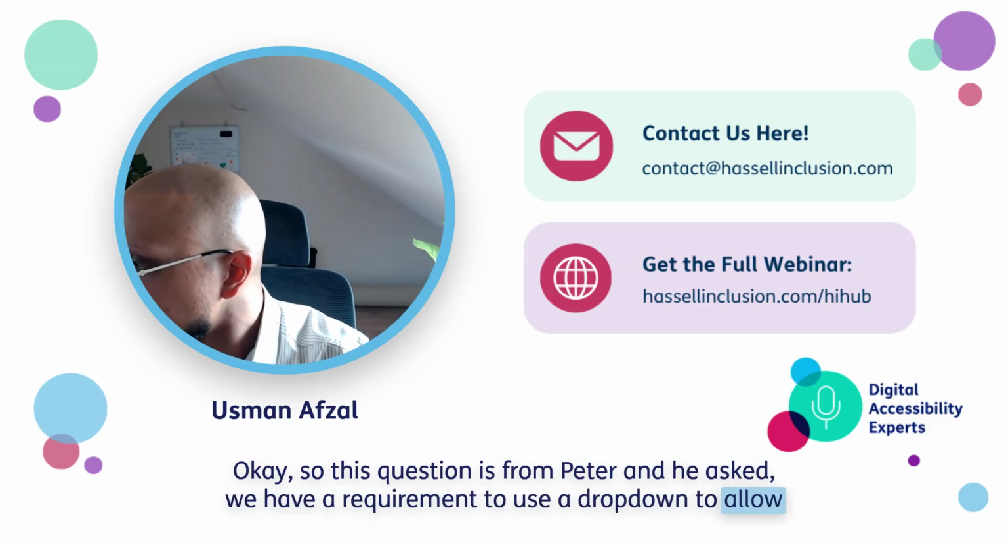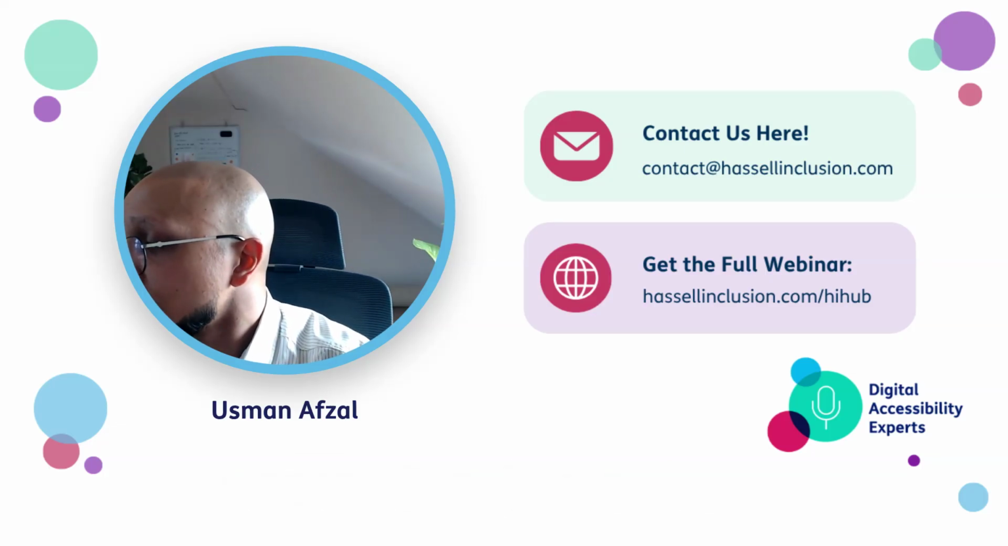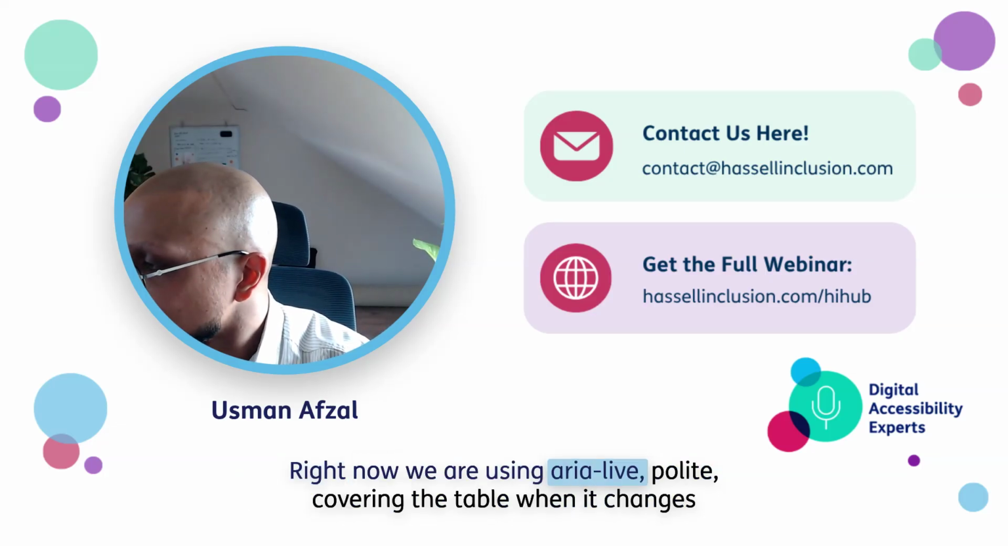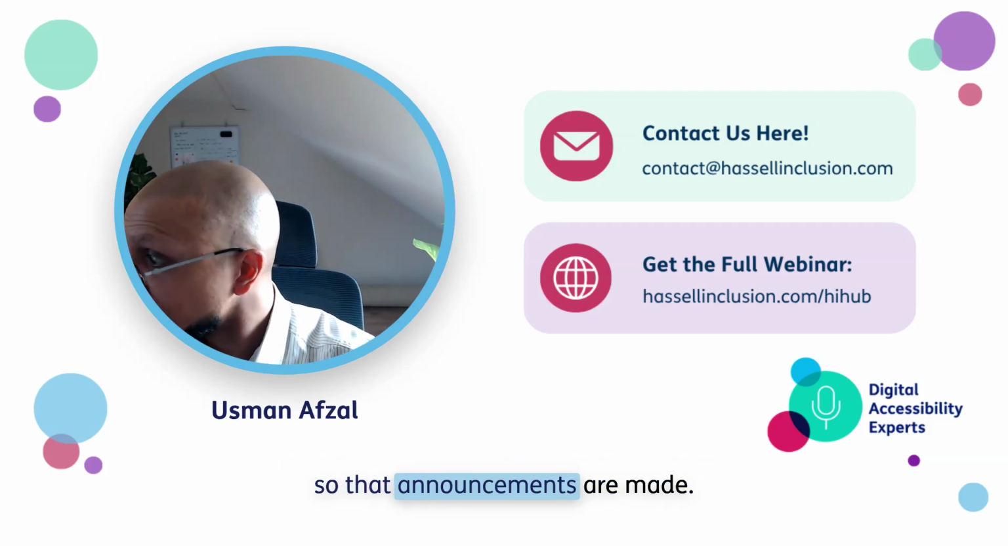Okay, so this question is from Peter, and he asked: we have a requirement to use a drop-down to allow a user to switch between different content tables. Right now, we're using aria-live polite, covering the table when it changes so that announcements are made.